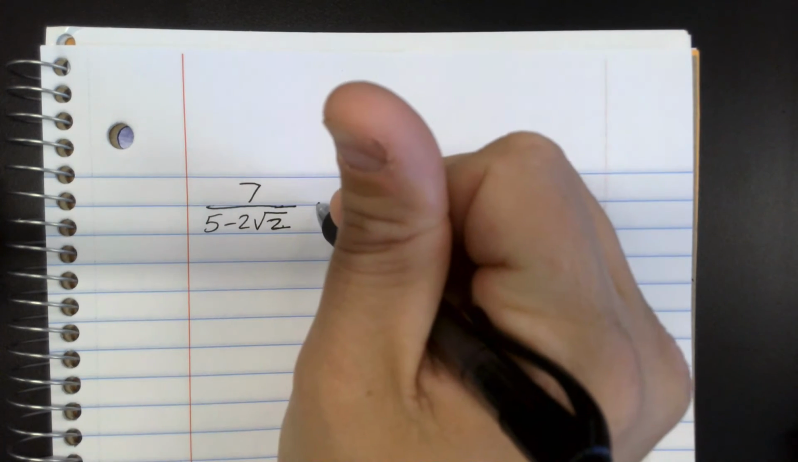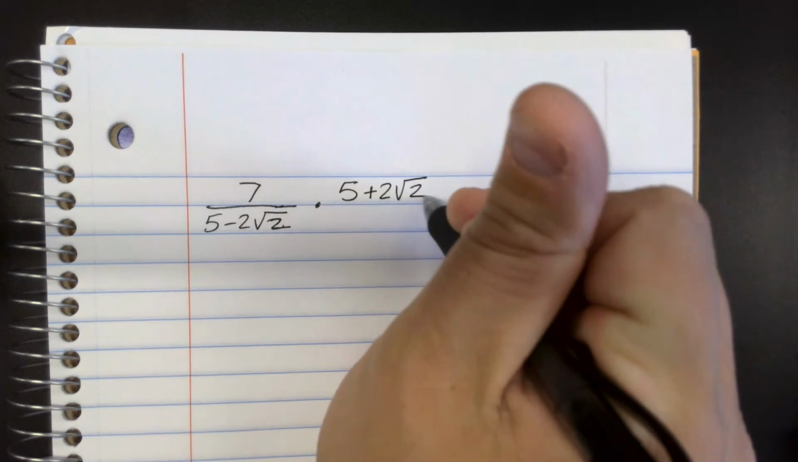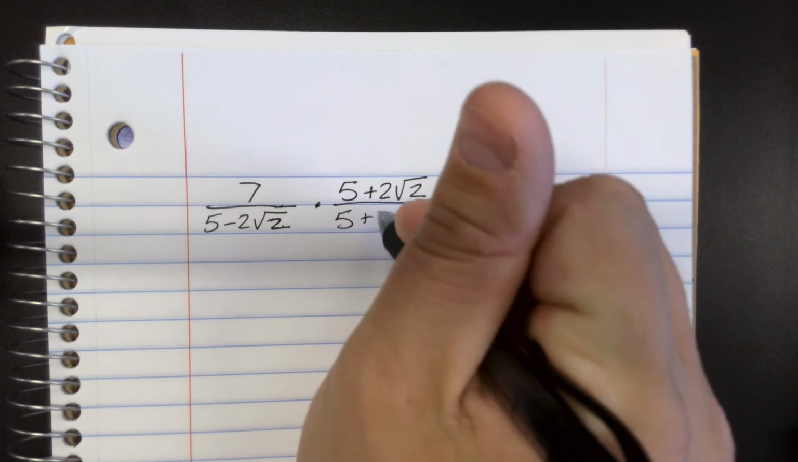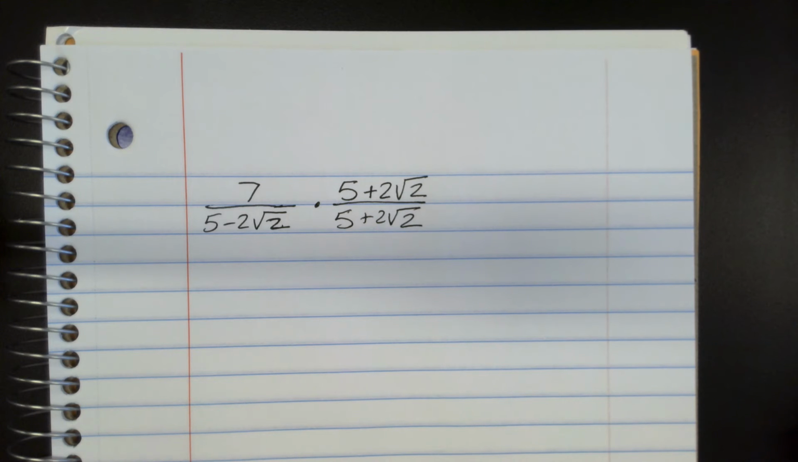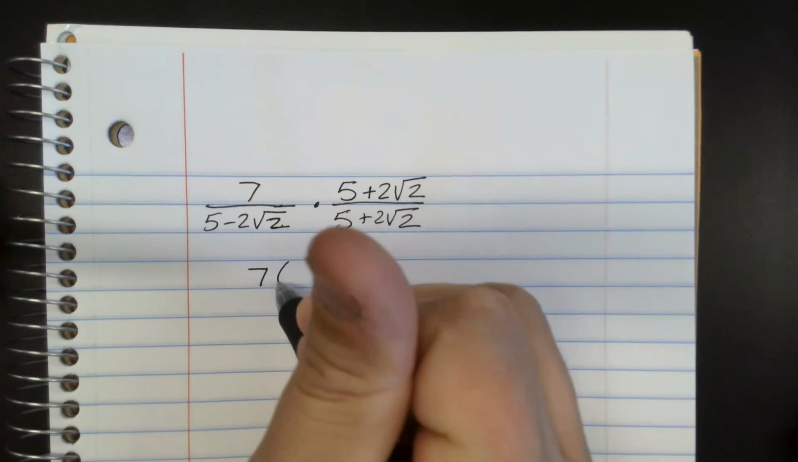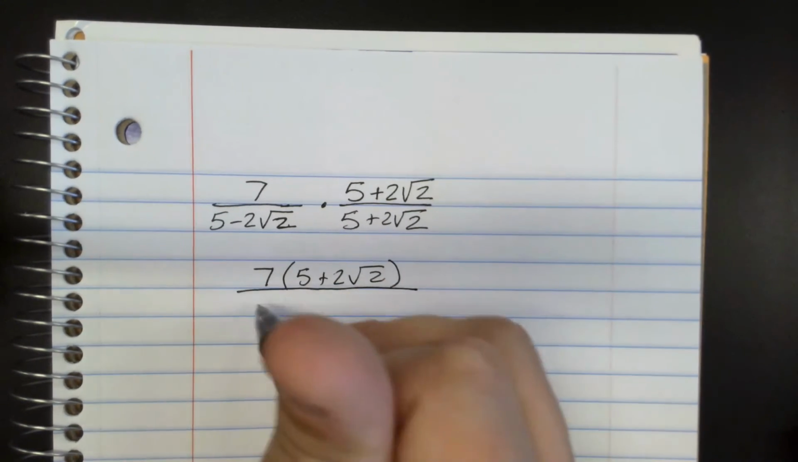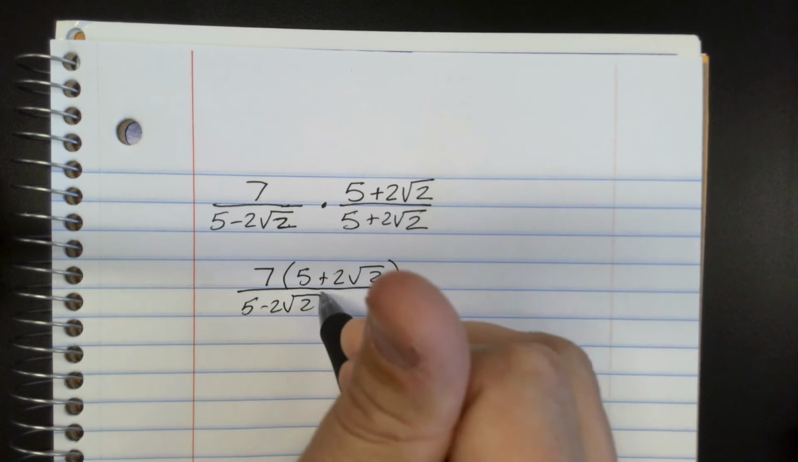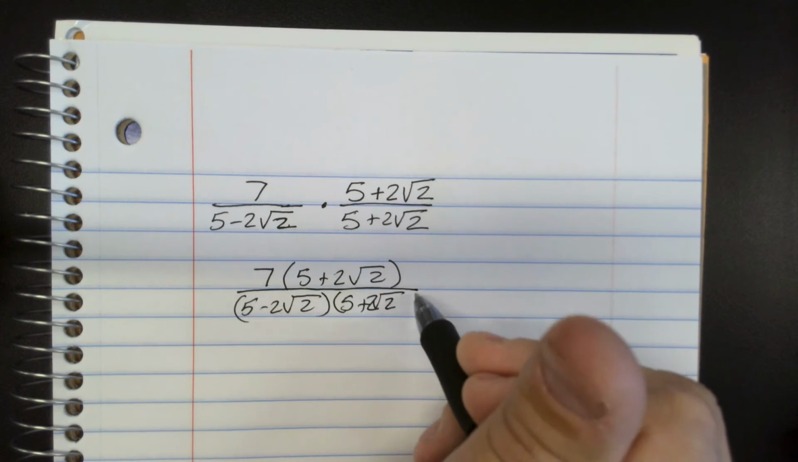Now the conjugate is whatever the denominator is with the middle sign changed. Okay, so you're going to times the top and the bottom by the denominator with the middle sign changed. Now by doing that, we're left with this on top: 7 times 5 plus 2 square root of 2. And on the bottom, 5 minus 2 square root of 2 and 5 plus 2 square root of 2.